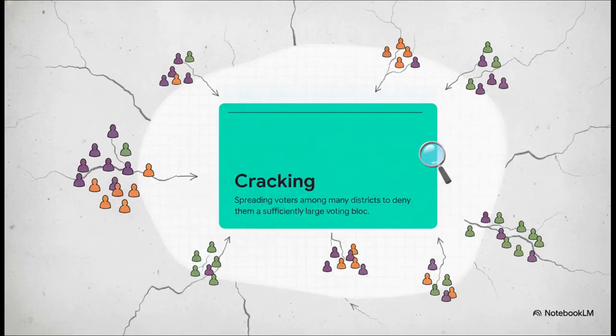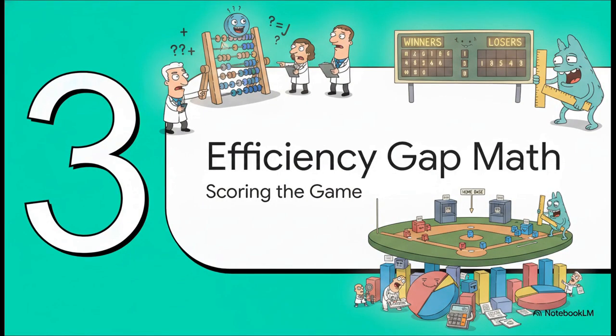And that brings us to the second companion move, cracking. This is where you divide the remainder of your opponent's pieces across the rest of the board so thinly that they just continually fall short of a majority. By fracturing their base across multiple districts, you ensure they lose consistently by close margins, like 45% to your 55%. When you combine packing and cracking, map drawers can essentially pick their voters rather than the voters picking their representatives. It's wild. Which leads us to part 3, the efficiency gap math, scoring the game.